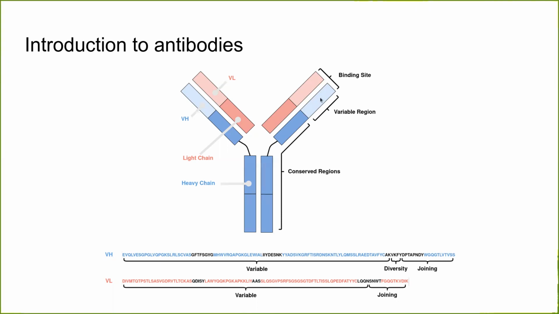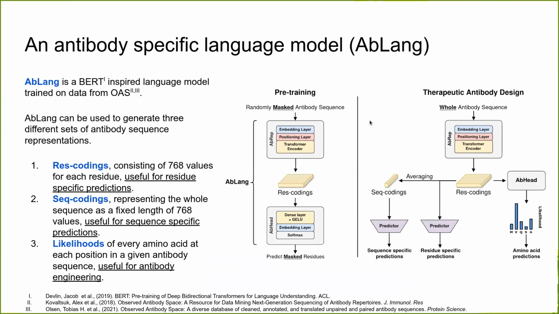And because of this, a lot of computational tools have been created to help us predict specific properties of antibodies. So the work I'm going to introduce to you is this language model, which has the purpose of helping us build these tools and understand the semantics of antibodies. AbLang is a BERT-inspired language model, and it's trained on the vast amount of data from the observed antibody space.